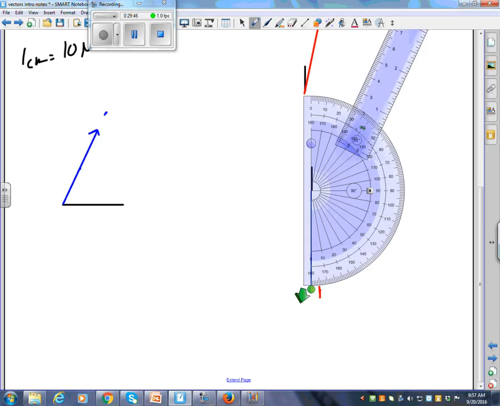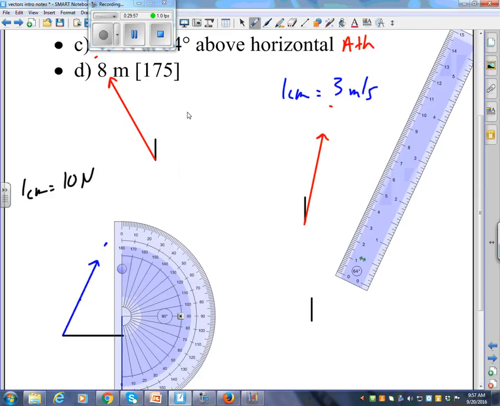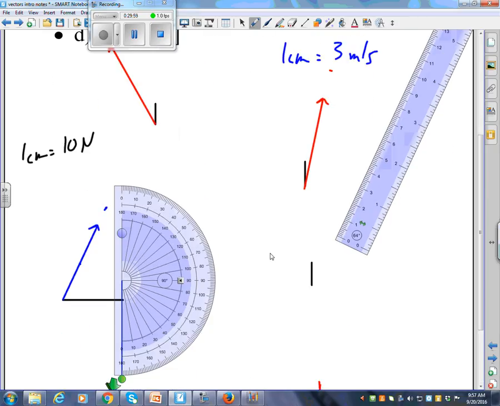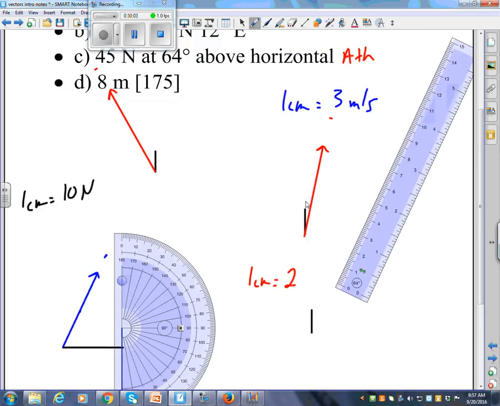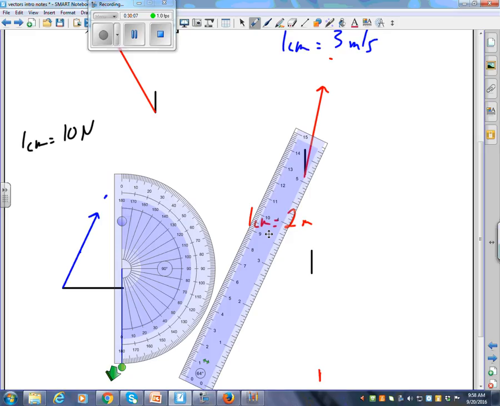You can do that too, sure. Some people prefer that, yeah. You can do that for a while, and then you realize, I don't need to do all this all the time. Okay, so now it's 8 meters. We still need our scale. So 1 centimeter equals, I don't know, we'll say 2 meters. So that's going to be 4 centimeters long, right?